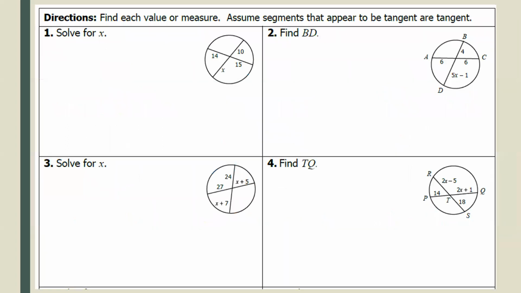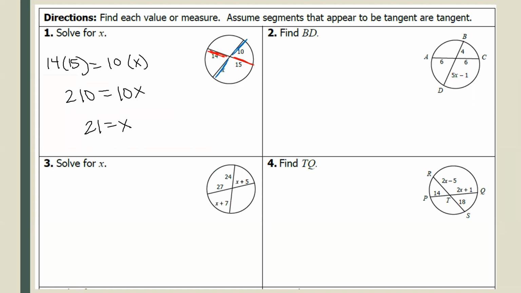So let's look at some examples. In number 1, I see two chords intersecting each other. The intersection's on the inside. So I can just say, okay, this piece times this piece will equal this piece times this piece. So we can set up our equation. 14 times 15 equals 10 times x. Well, 14 times 15 is 210, and 10 times x is 10x. Divide both sides by 10, and there we go. X is 21. Easy as that.